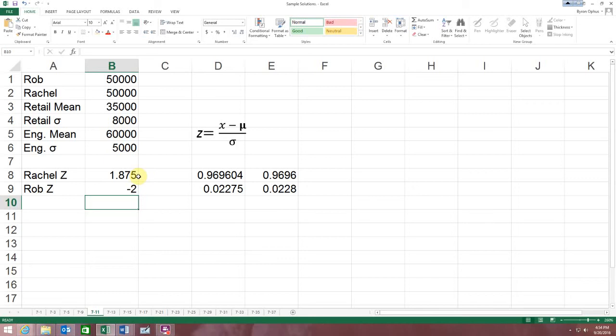And Rob's about two standard deviations. He is 2 standard deviations below the mean, which would put him in the bottom 5% if we go back to that empirical rule. And we can even be more precise than that, and that's where this comes in.